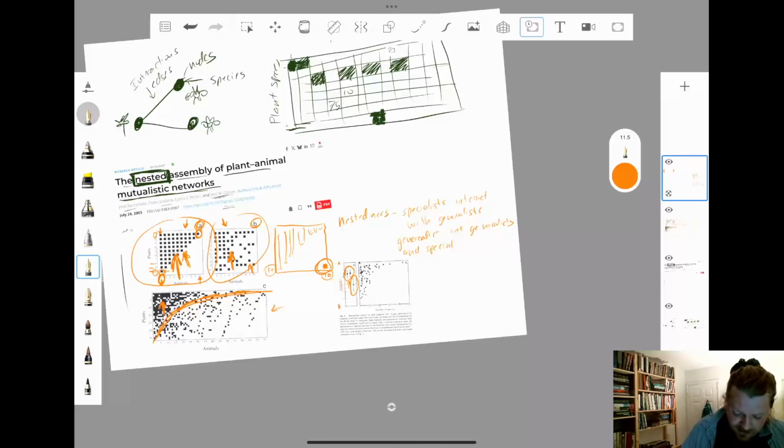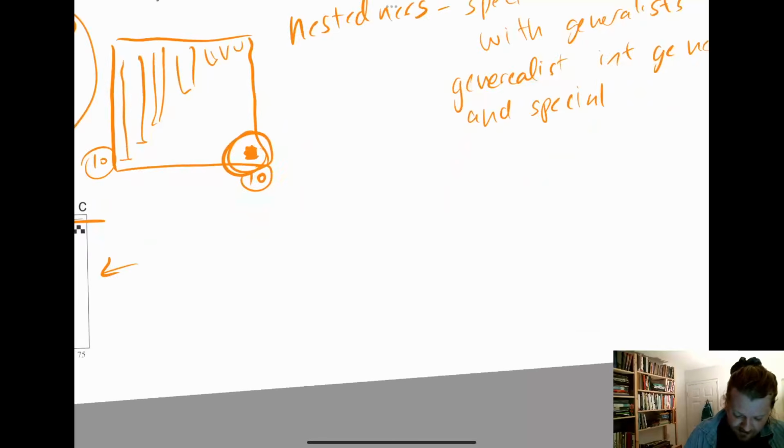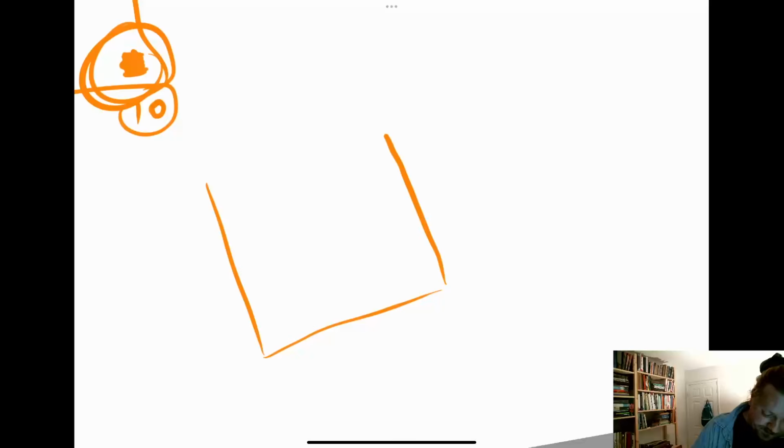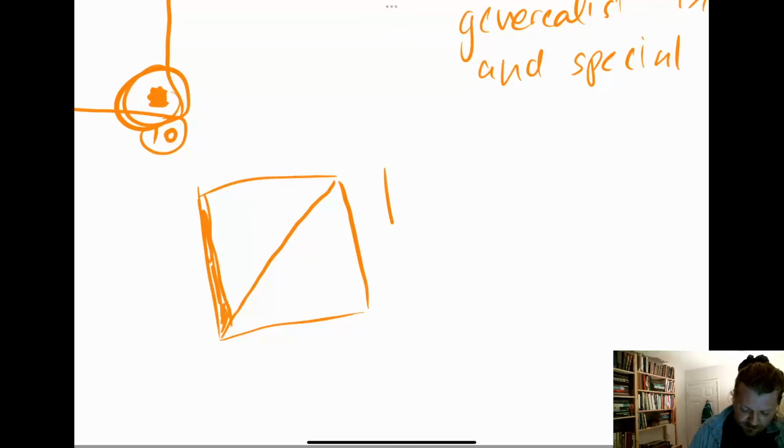So let's imagine a situation. I'm going to do some erasing here. Let's imagine a network here. Ooh, we're only erasing some of it. Let's zoom way in and we can draw down here. So let's imagine a network here. Here's our network. And our network is perfectly nested, right? Has that triangle. Let's imagine another network that's what we call modular.